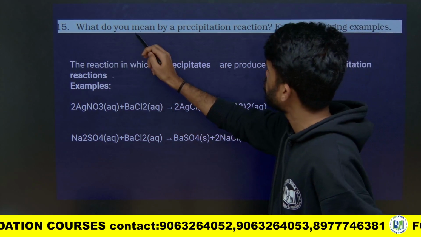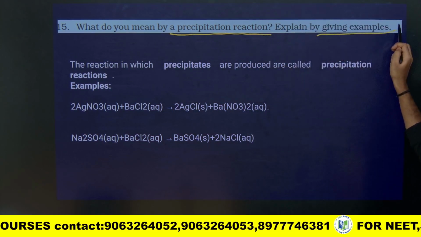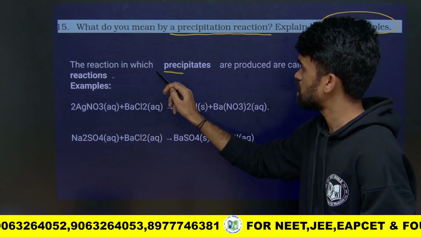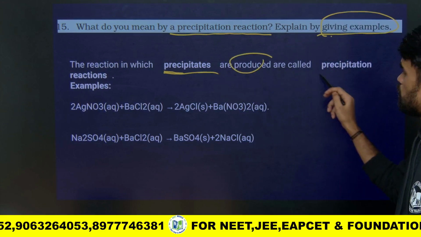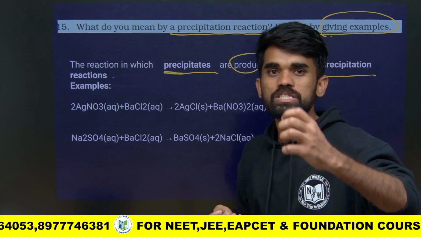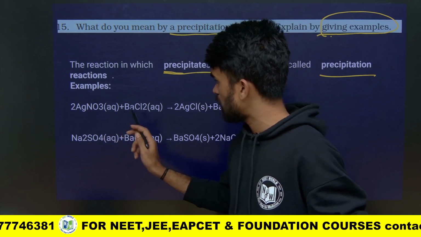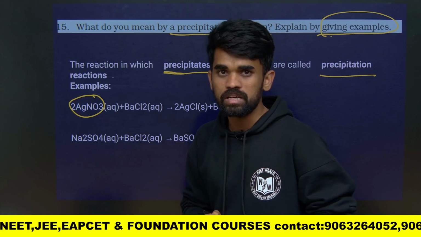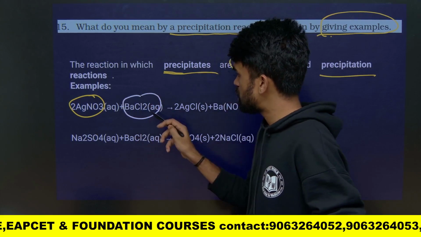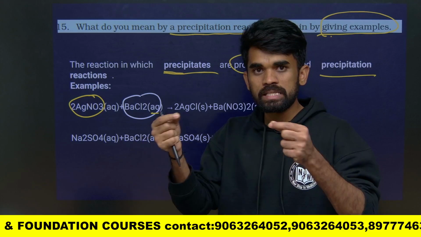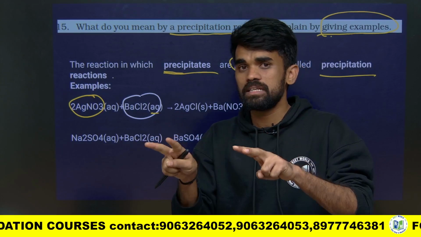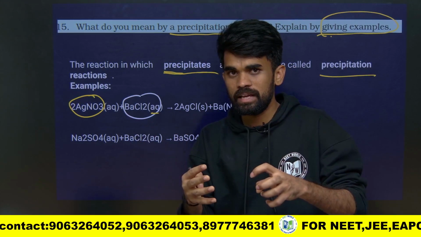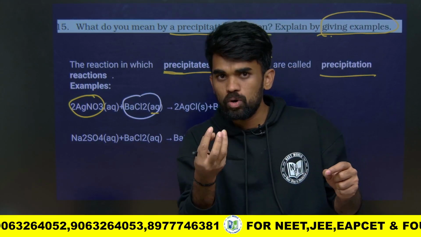What do you mean by precipitation reactions? Explain by giving an example. The reactions in which precipitates are produced are called precipitation reactions. It means a solid mass is formed. For example, during the initial stage of this reaction, we are adding AgNO3 aqueous solution to barium chloride, which is also an aqueous solution. When we mix them both together, both are in the liquid state. After completing the reaction or during the reaction, some amount of precipitate is formed.